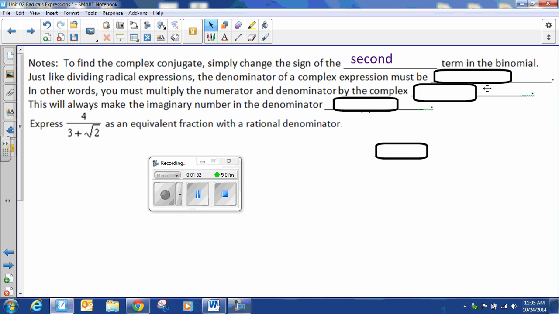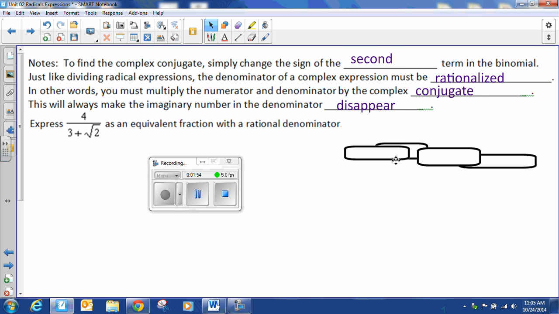So here are some of the notes. Basically, all you're doing when dividing with complex denominators, you need to rationalize by multiplying by the conjugate. Okay, just like we had done before with radical expressions, we need to multiply the numerator and denominator by 3 minus radical 2. If you have an i in the denominator, you must realize that i is really radical negative 1, so we need to rationalize.